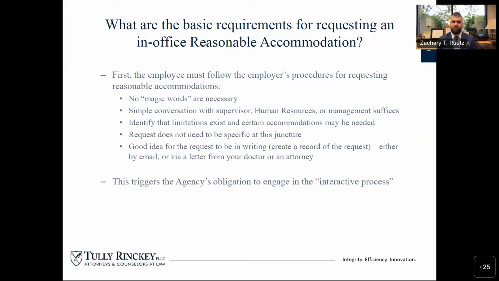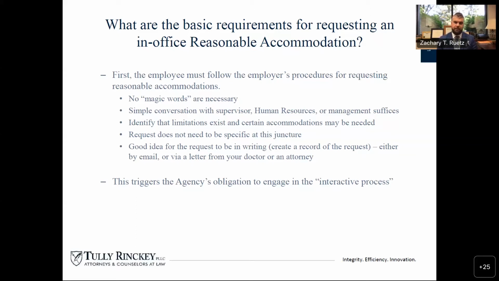This could be a simple conversation with a supervisor, a member of management, a member of human resources that would qualify as requesting a reasonable accommodation, so long as you identify that limitations do exist and certain accommodations might be needed. The request at this point does not need to be very specific. It just needs to identify those limitations, and it doesn't need to list the specific disability at this time. And you don't need to disclose that disability to your supervisor. That will come later in the process.